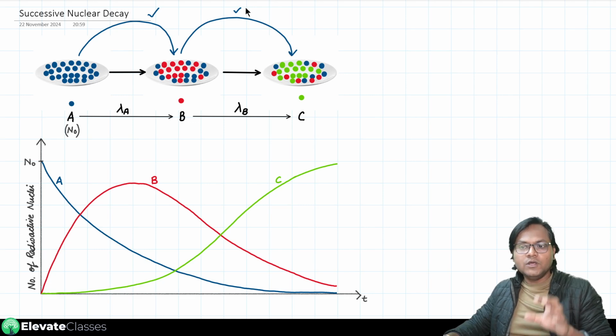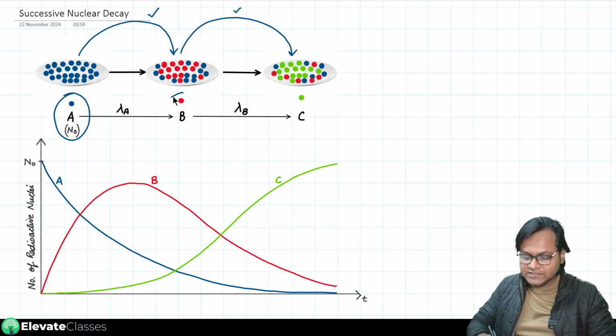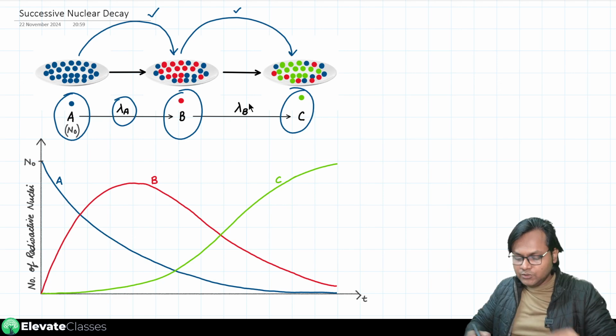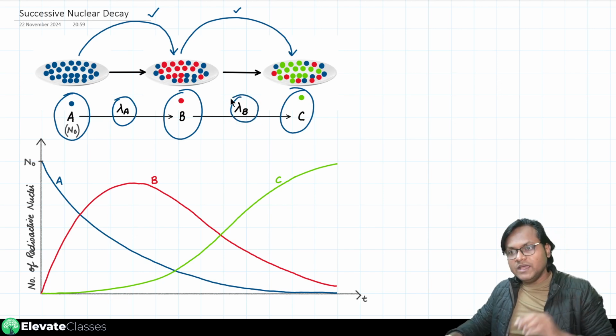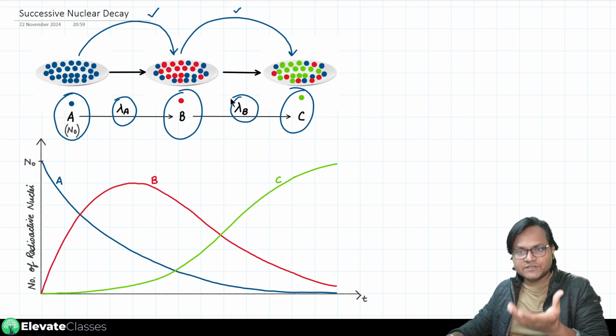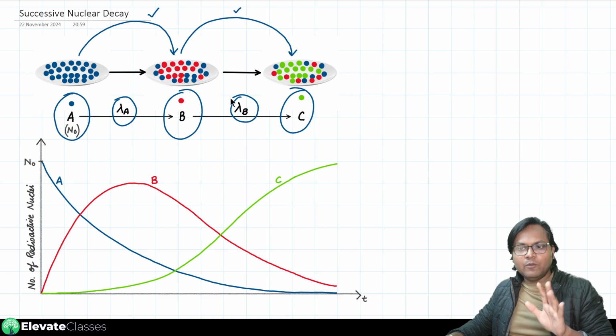I want to find out the various decay expressions associated with some kind of a radioactive nuclei A, which decays into B, which further decays into C, and the decay constants from A to B is lambda A, and from B to C is lambda B. In that kind of a scenario, what would be the composition of this substance at any given point in time? What is going to be the ratio of the various nuclei at any given point in time? That is what I want to derive in this particular video.